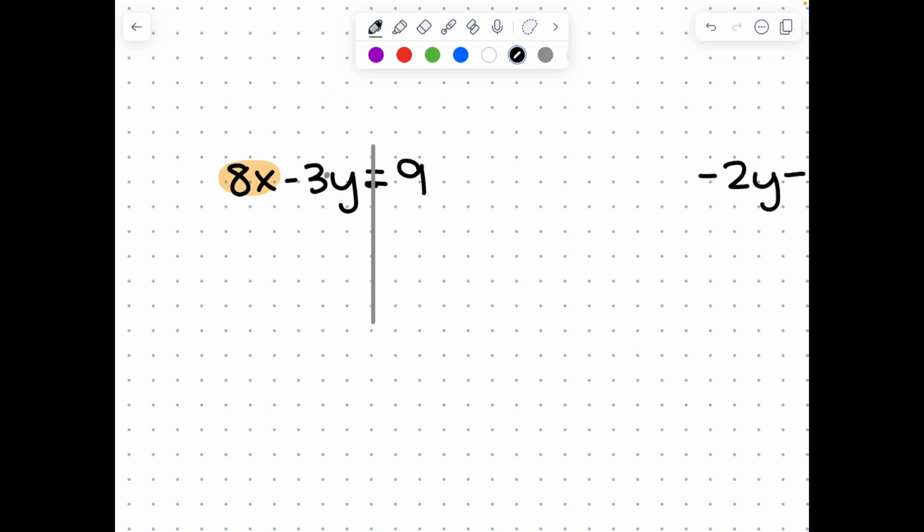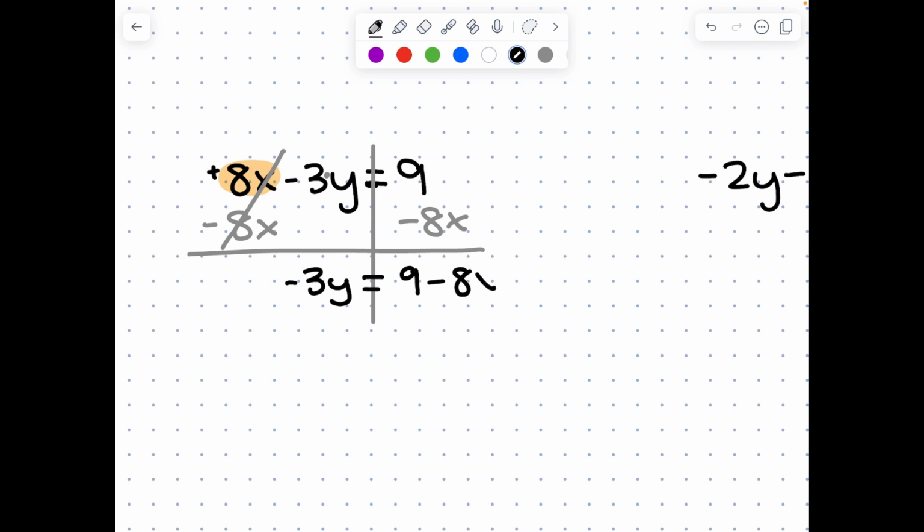Now remember, this is a positive 8x, so when moving or removing terms as a whole term, we are either adding or subtracting. That's positive, so we're going to subtract 8x from both sides. 8x minus 8x is going to cancel to 0. We'll have negative 3y. Now remember, on this right-hand side, we can't actually subtract 9 minus 8x. They're not like terms. So we just have to write it as 9 minus 8x.